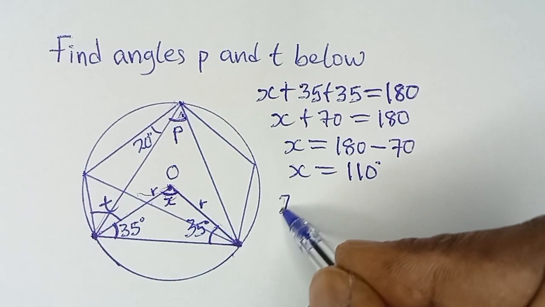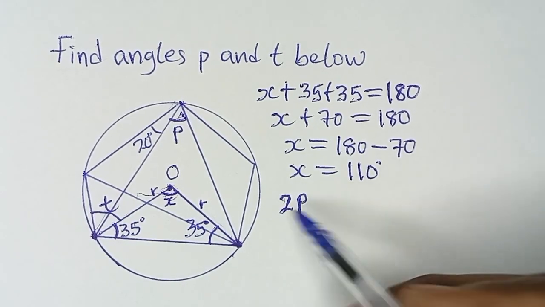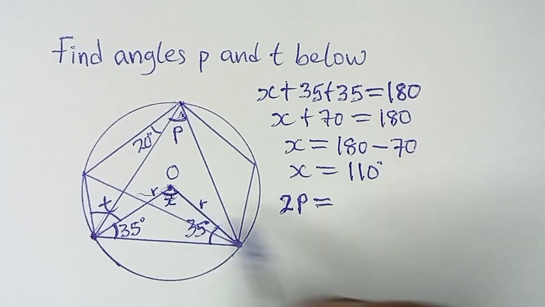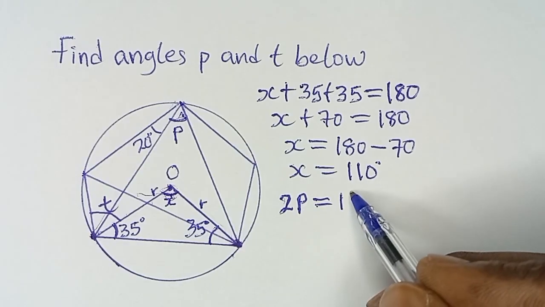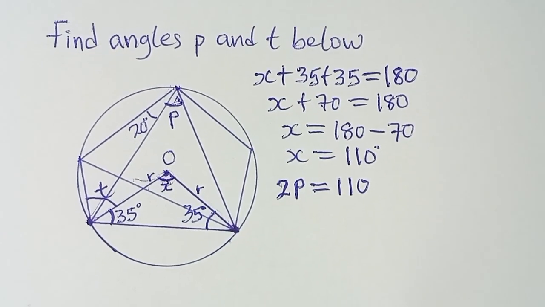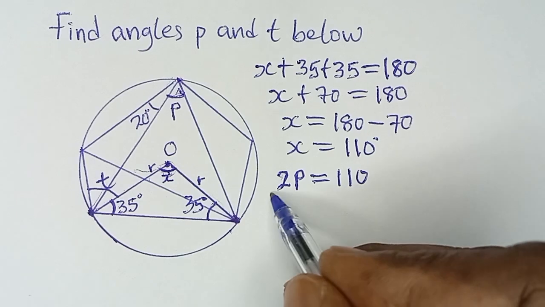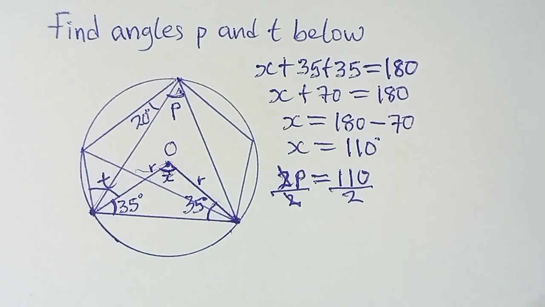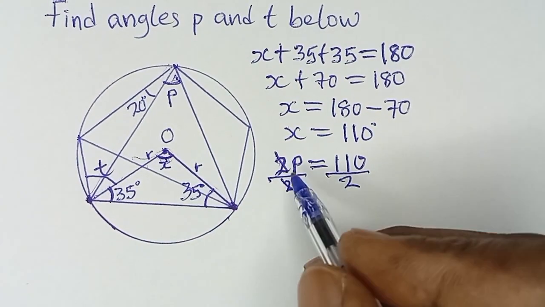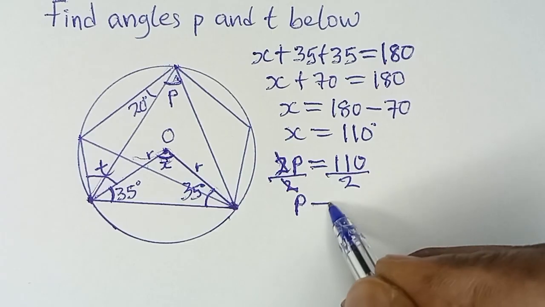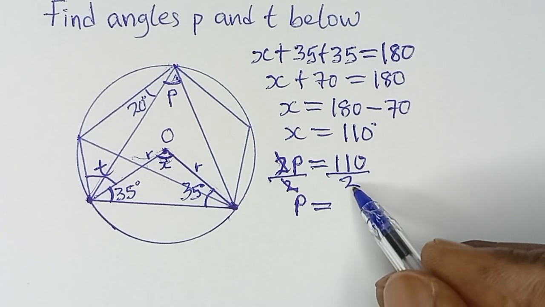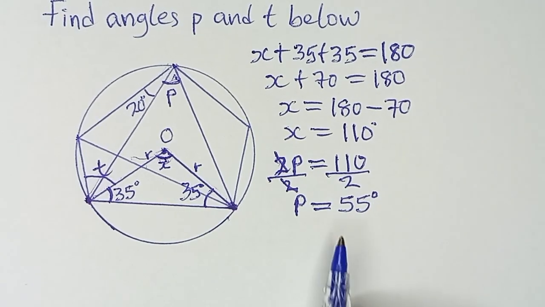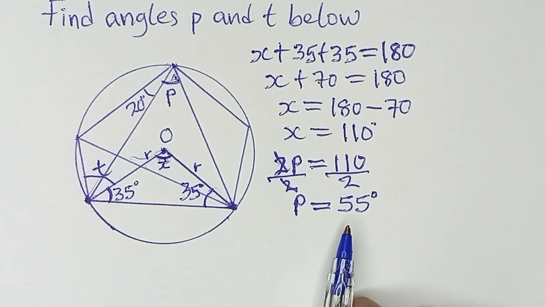So twice the angle at the circumference is twice P. Twice P means 2 times P will be equal to the angle at the center, which is this X. And we already know the value of X as 110. So for me to get P, I'm going to divide both sides by 2. So that 2 will cancel 2, and I'll be left with angle P on this side. And that will give me P is equal to 110 divided by 2, which is 55. So angle P is 55 degrees.